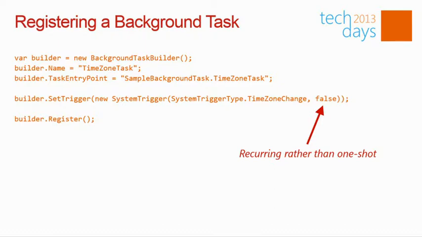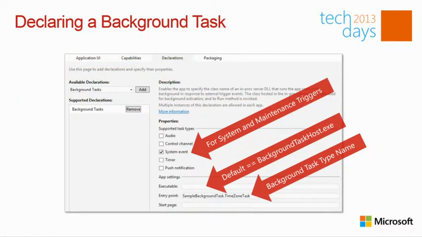And in order to make the background task execute so we can see it do something interesting, I'm simply going to change the time zone on my computer. Once you've done that, you're ready to register the task. You do that by calling the Register method on the background task builder. Now, we're going to do this in just a moment in Visual Studio. We're going to see if it actually works.